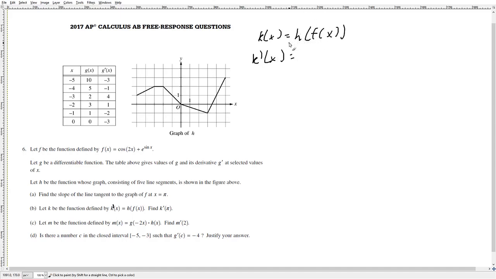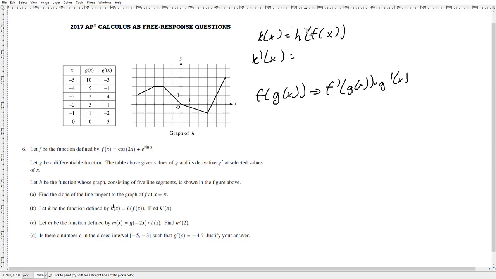So this big thing here can be differentiated using the chain rule. You should have learned the chain rule at the beginning of the year, but just in case you forgot, it goes like this. You have f of g of x, and you want to find the derivative of it. You will get f prime of g of x times g prime of x. That's the chain rule.